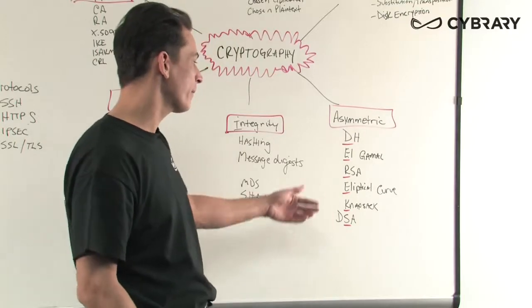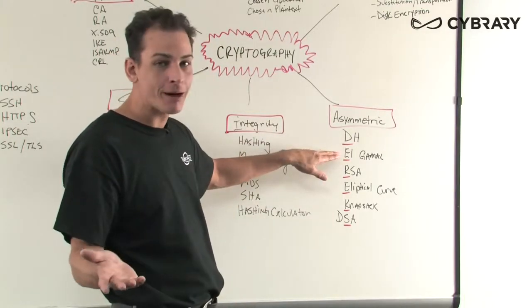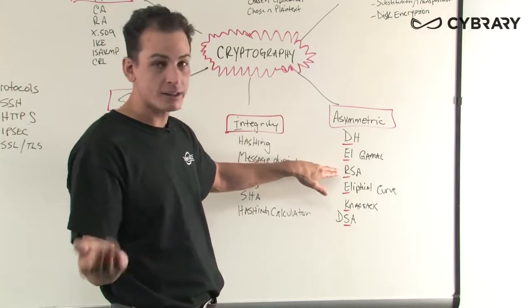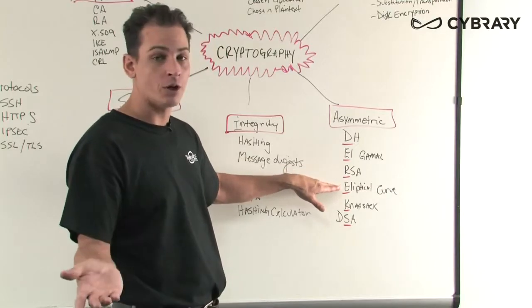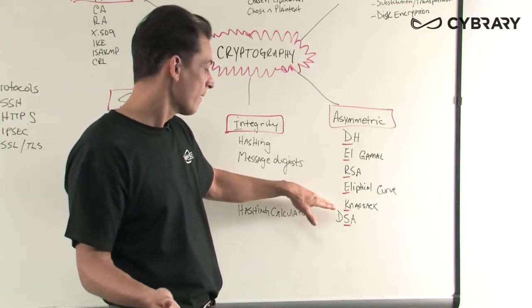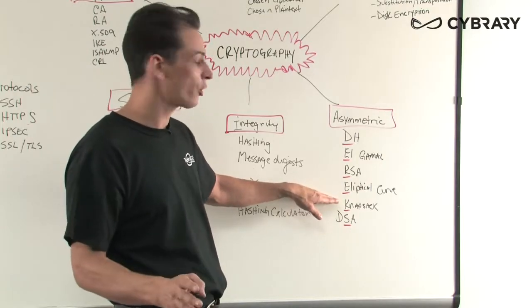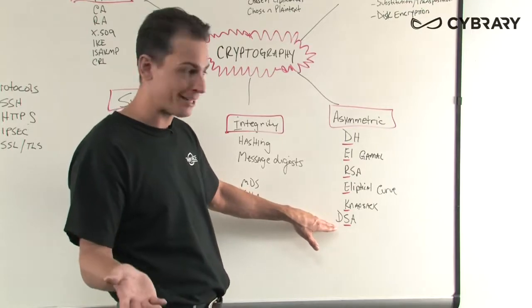Very, very easy. Diffie-Hellman is more of a key exchange. ElGamal, very popular in the open source world. RSA, very popular on the internet, especially on websites. Elliptic curve, very popular for devices with limited processing power. Knapsack, not that popular at all. Digital Signature Algorithm, popular because it's a US standard.